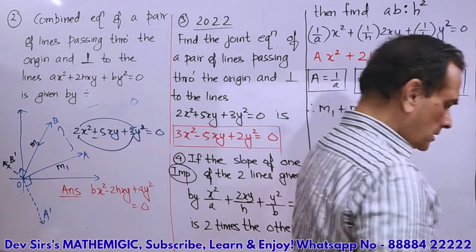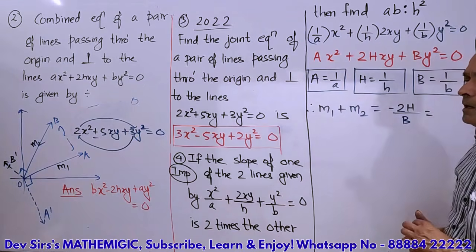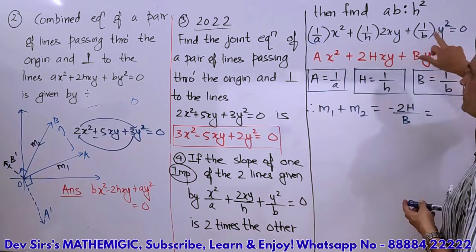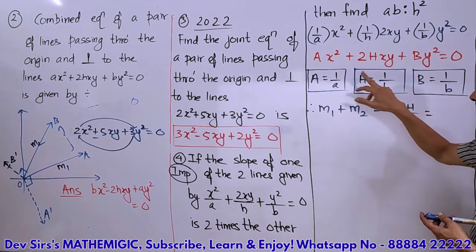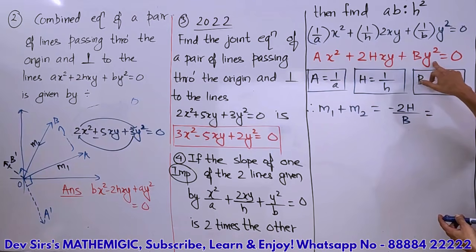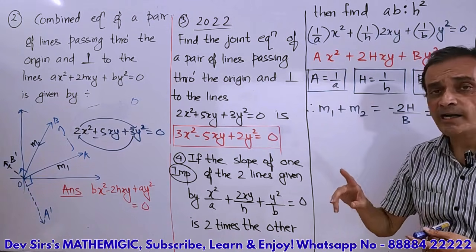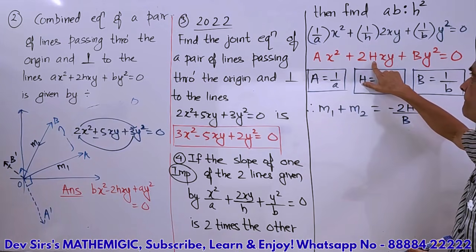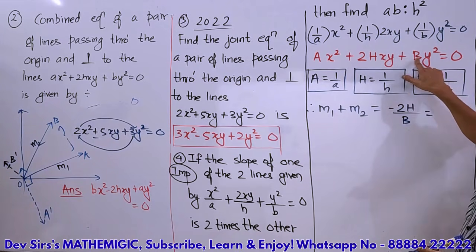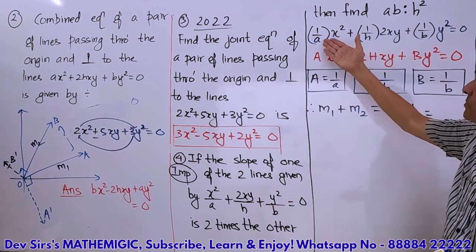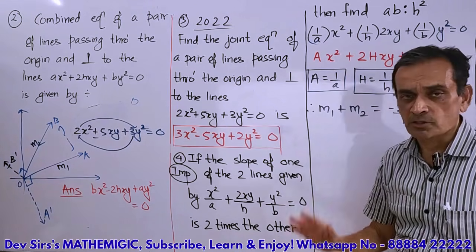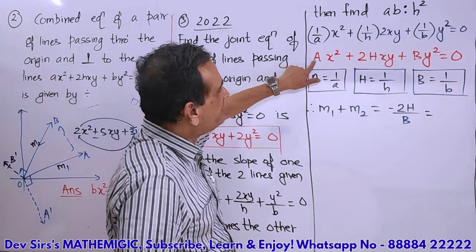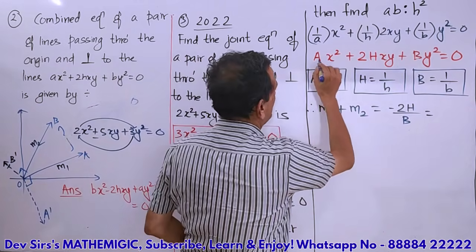So now the important thing is I am going to compare this with the standard formula ax squared plus 2hxy plus by squared equal to 0, but by taking capital letters: capital A, 2 capital H, capital B. I am not going to take small letters because small letters are already present in that equation. We don't want any confusion. So for a change, compare with the standard formula but with capital letters.